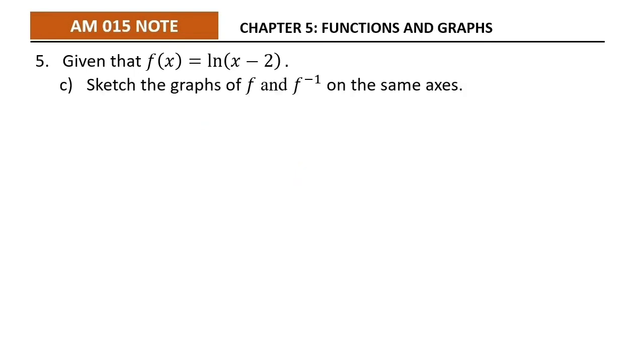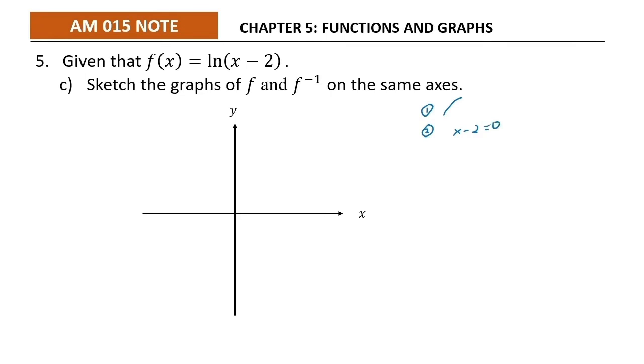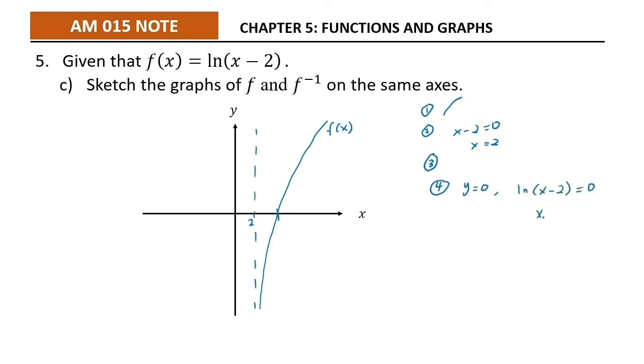Sketch the graph of f and f inverse on the same axis. Ln positive, x positive, from above to the right. Second, asymptote x minus 2 equal to 0, so x equal to 2. Then third, sketch the graph: x equal to 2 is here, positive x from the asymptote to positive x. So this is f(x). And f(x) has an x-intercept at y equal to 0. When y equal to 0, ln(x minus 2) equal to 0, x minus 2 equal to e power of 0, x equal 3.